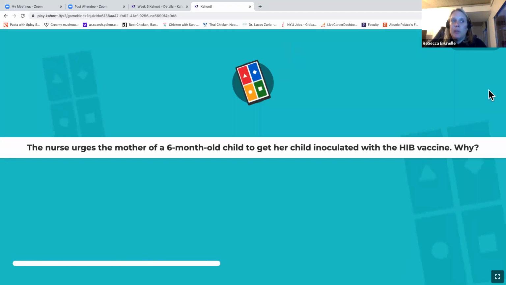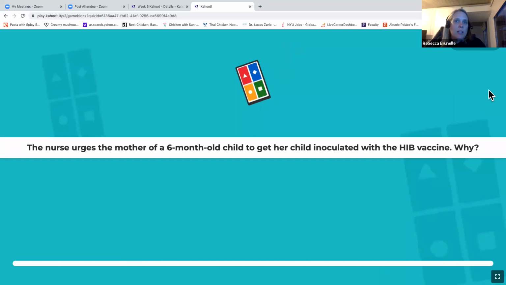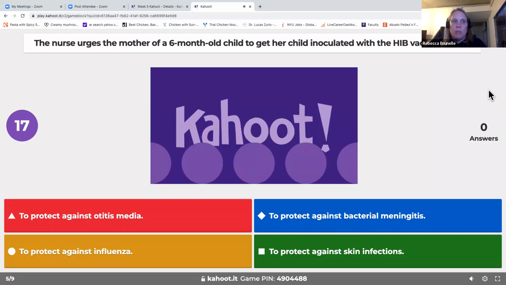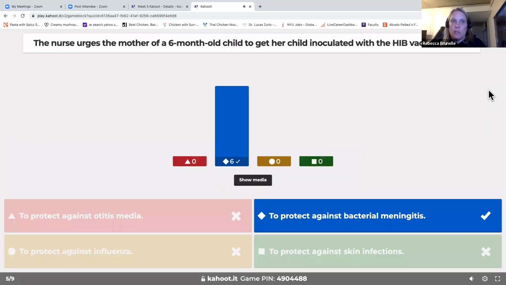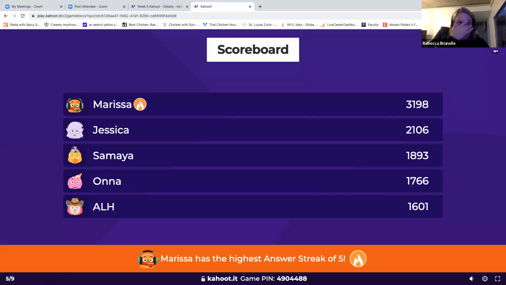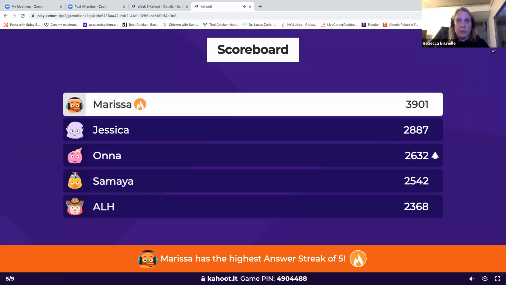The nurse urges the mother of a 6-month-old child to get immunized against Hib vaccine. What does the Hib vaccine prevent? Does it prevent otitis media, protect against influenza, protect against bacterial meningitis, or protect against skin infections? So very good. Helps protect against meningitis. There's some protection against ear infections, but meningitis is a much more serious illness. So it's really important to get vaccinated against Hib to protect against meningitis.